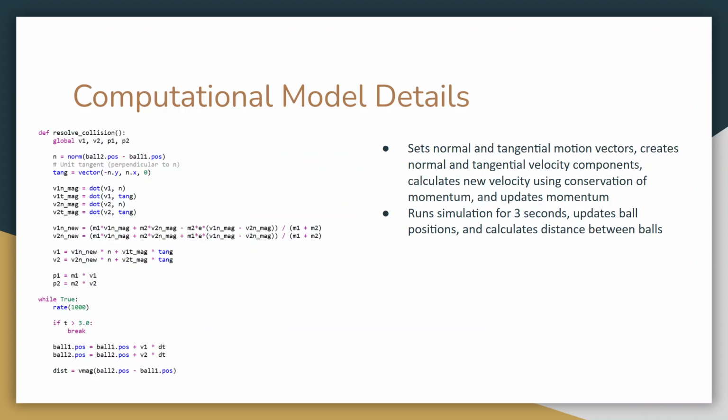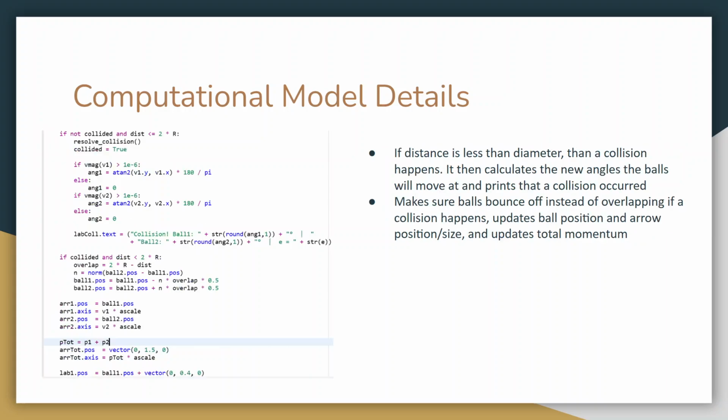This part of the code sets normal and tangential motion vectors, creates normal and tangential velocity components, and calculates new velocity using conservation of momentum and updates the momentum. And using a while loop, it runs the simulation for 3 seconds and updates the ball position and calculates the distance between balls. If the distance is less than a diameter, then a collision happens, and it then calculates the new angles that the balls will move at and prints that a collision occurred.